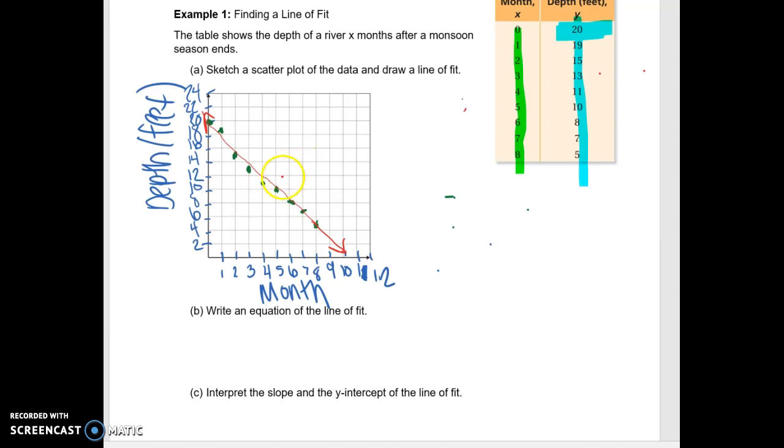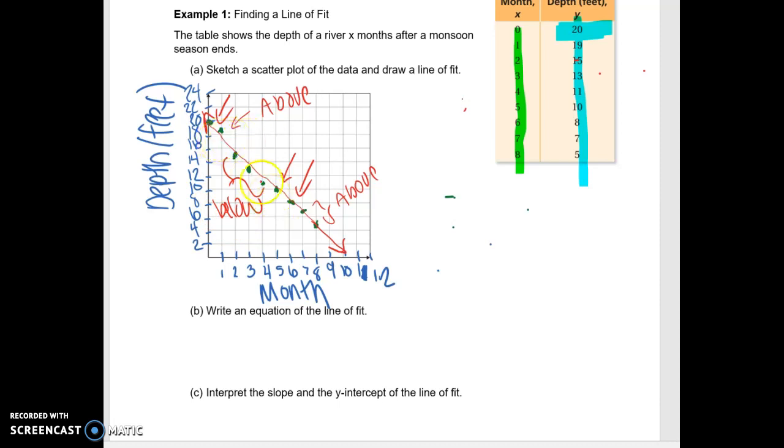It should go through this point, and this point, and this point, the last one. So it should go through 3 points. These two should be above the line of best fit. This one should be above, and then these three, you can kind of see here, are below the line of best fit.